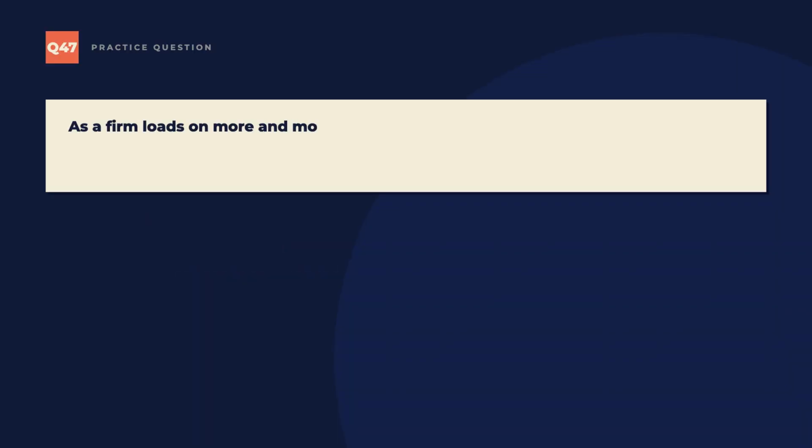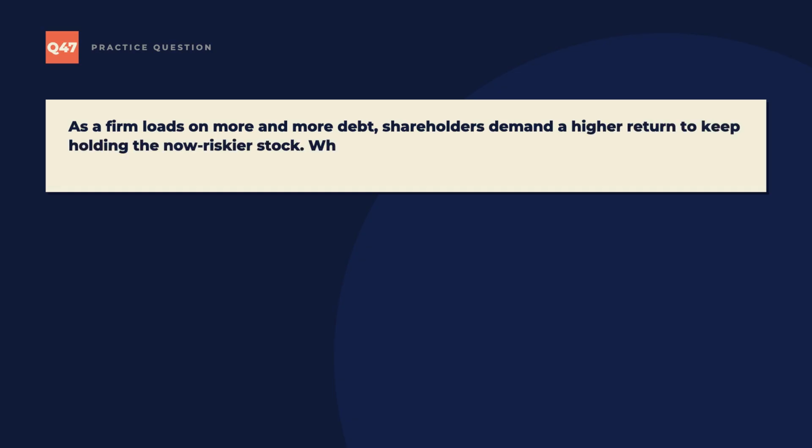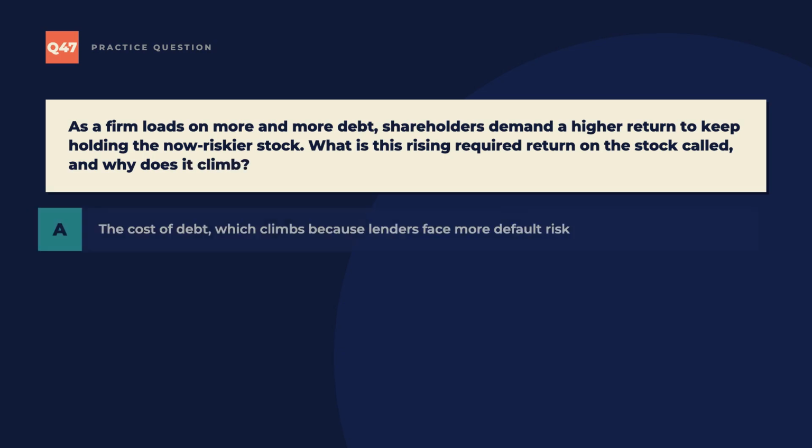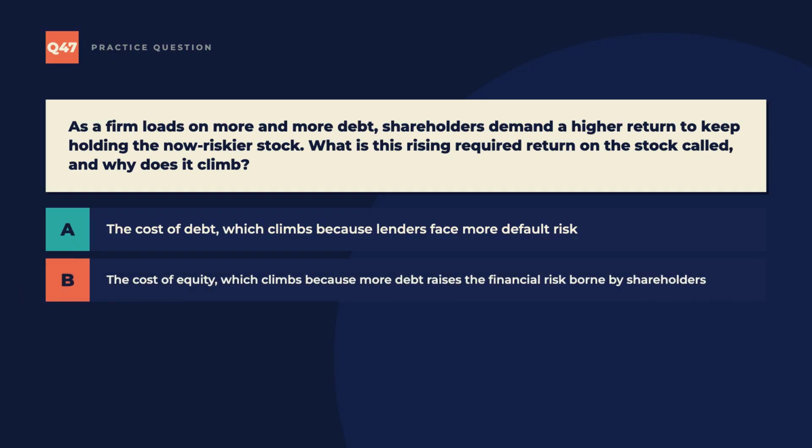Question 47. As a firm loads on more and more debt, shareholders demand a higher return to keep holding the now riskier stock. What is this rising required return on the stock called, and why does it climb? Your options are A. The cost of debt, which climbs because lenders face more default risk. B. The cost of equity, which climbs because more debt raises the financial risk borne by shareholders.